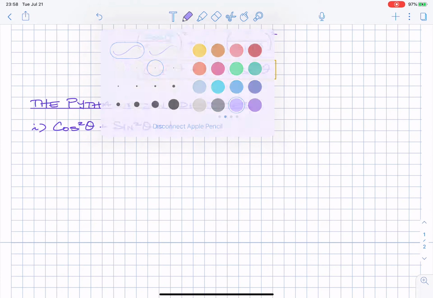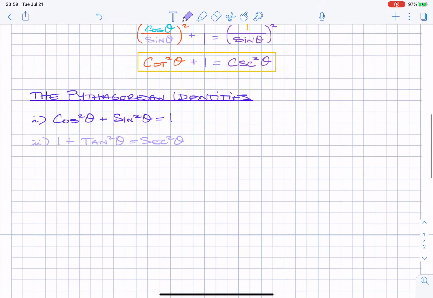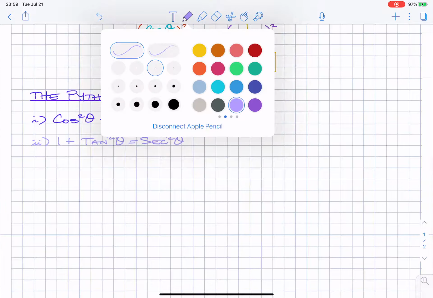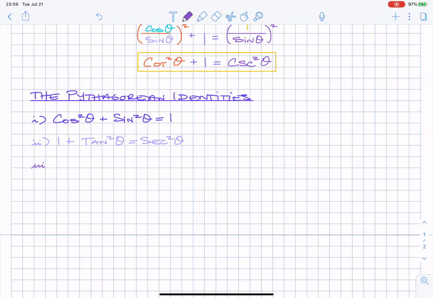Then I like to list as the next one the tangent one. So if I divide each of these terms by cosine squared, that'd be 1 plus tangent squared theta, since sine over cosine is tangent, equals secant squared theta, since 1 over cosine is secant. Or I could just look back here at what I got. And then the next one, number 3, is if I divide the main Pythagorean identity by sine. That would give me cotangent squared theta plus 1 is equal to cosecant squared theta.